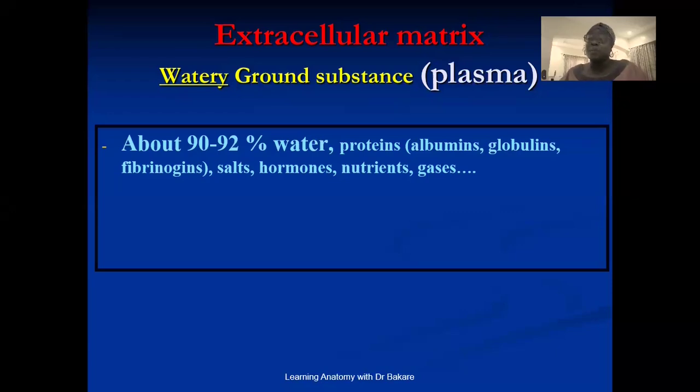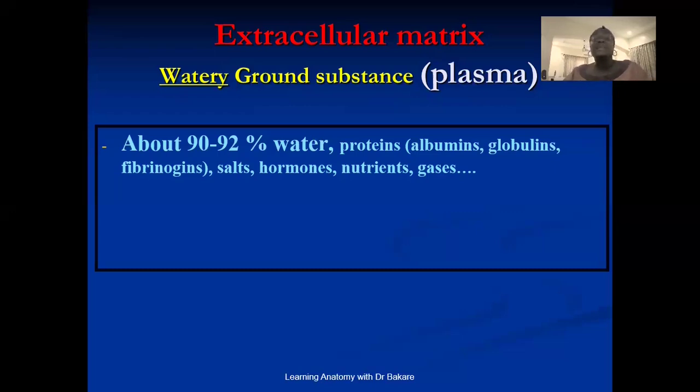Also within the blood plasma, we have salt, calcium salt, sodium salt, and other types of salt. We also have hormones, nutrients, and also gases. So you have different structures or substances embedded within the blood plasma. But at this point, it is important for us to know that 90 to 92% of the entire blood plasma component is made up of water. And this is why it exists in a liquid form, and this is why we say that blood is a liquefied type of connective tissue.